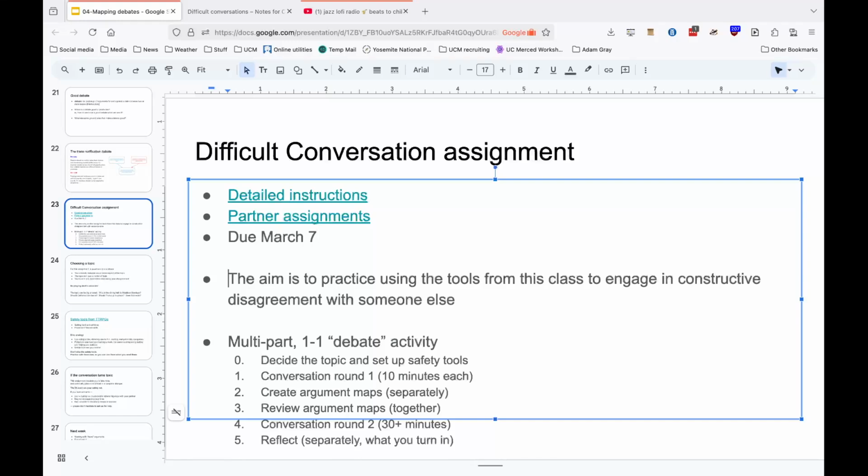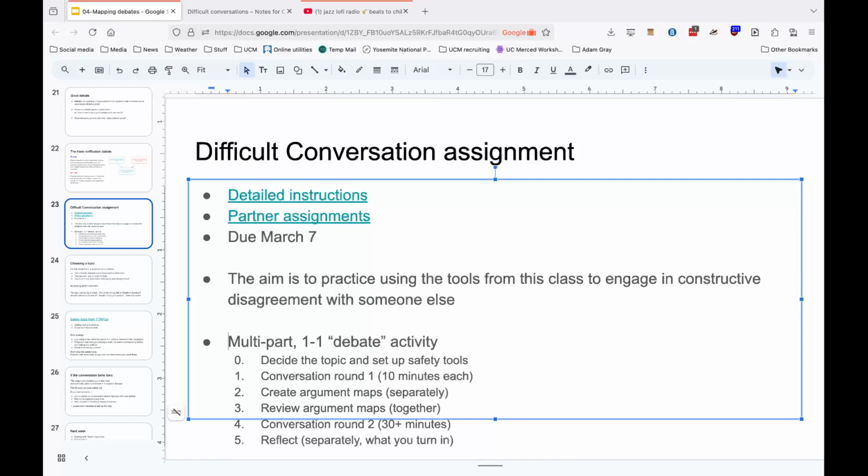The aim of this assignment is to practice using the tools from this class, including the stuff we were just talking about, to engage in constructive disagreement with someone else. To practice having a one-on-one debate without a moderator right there, although I'll talk about some roles that Polyphony and I can play, where you disagree with one of your classmates.